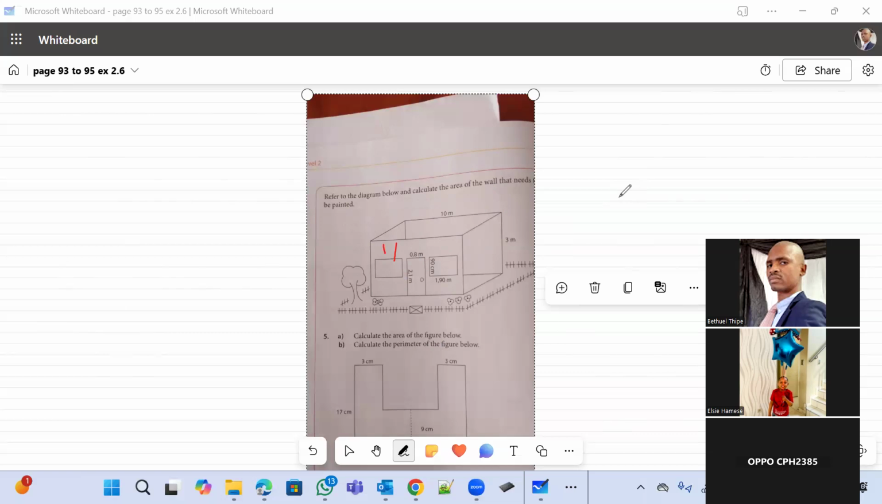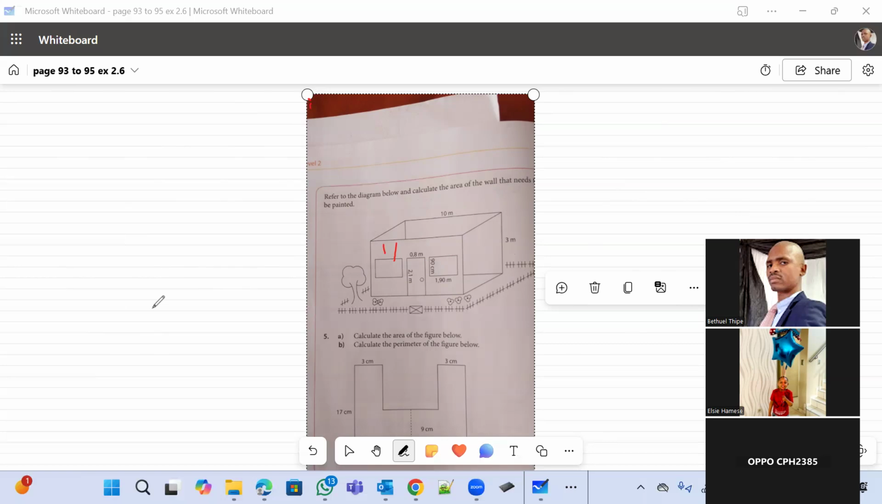Okay, which other problem do you want us to do? Question 5? You want us to do question 5. Okay, let's do it together, then you compare our answers with your answer. Okay, calculate. Let me make this shape bigger.